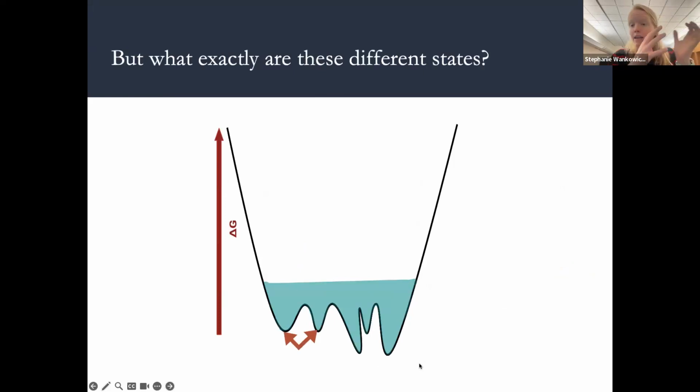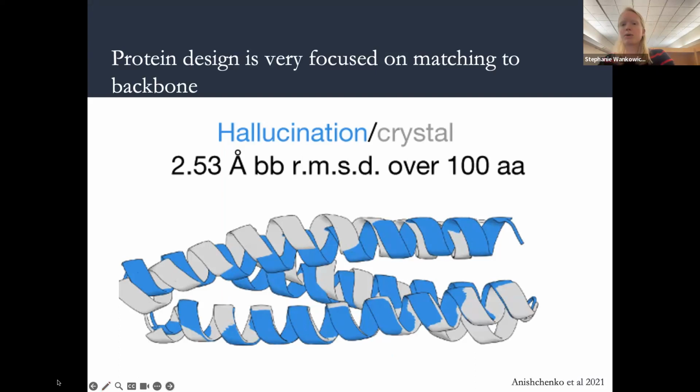And so my work involves the fact that we want to look at this whole distribution of states, which that ensemble was predicting, right? Or we could imagine that it's capturing all these different states, but we also want to know what exactly is the difference between these two states, between these low energy wells. And so if we think about protein design, we can also think about this in the same way, where originally protein design is very focused on matching to backbone.